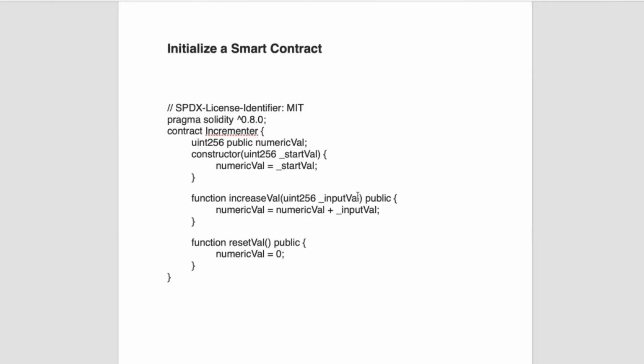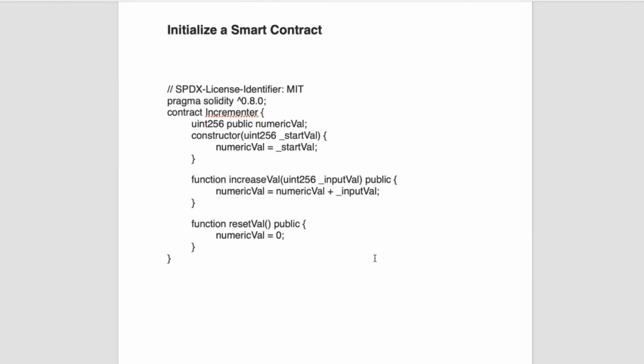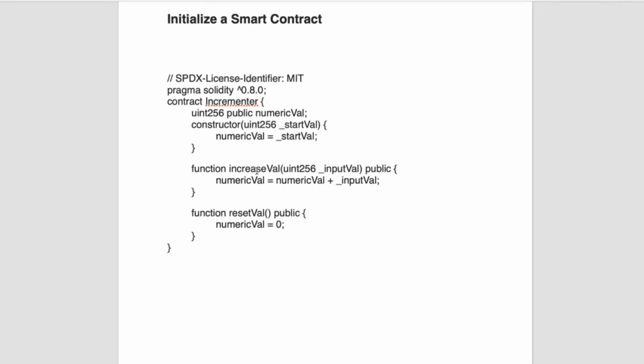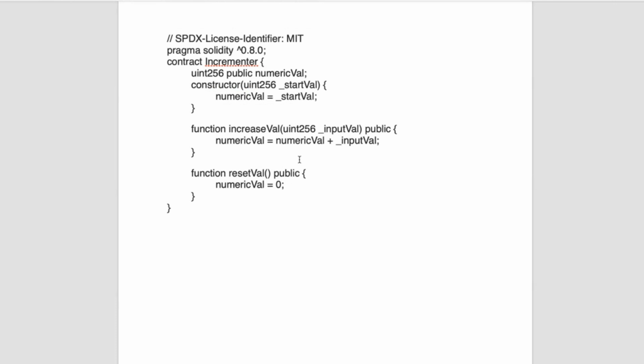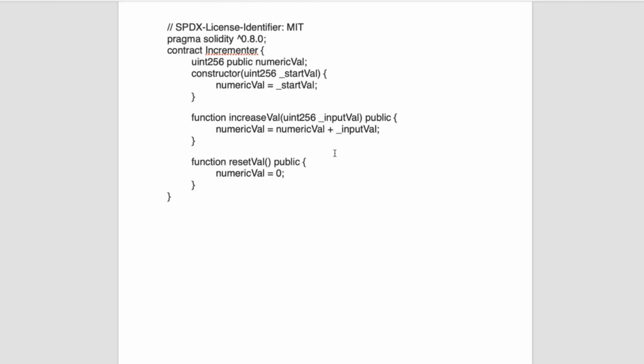in that file. Here, we're gonna deal with a pretty simple smart contract called incrementer, which has only one state variable called numeric val. We initialize that value in the constructor. So when we deploy this contract, the value we give to the constructor will be set for the value of the state variable. It basically will have two simple functions, increase value and reset value. As you can see, reset value resets it to 0, and increase value increases the value by the amount you give to the function. So this is our simple contract.